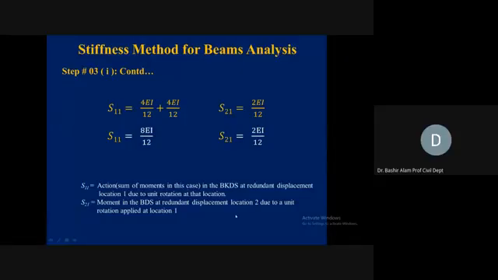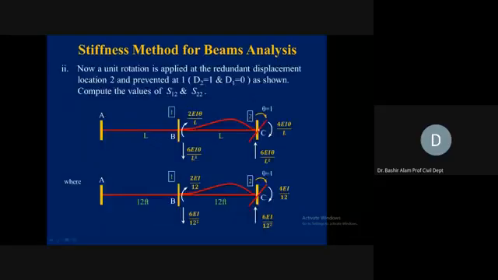Now the second column we will have to generate. For the second column corresponding to D2, we will be giving a unit rotation. To show that position, here you see corresponding to D2, D2 is equal to 1 we are putting, and D1 is equal to 0 we are putting. Here we put this fixed support, and at 2, if you see this yellow line, we are rotating it to this inclined red line by giving it a unit rotation.